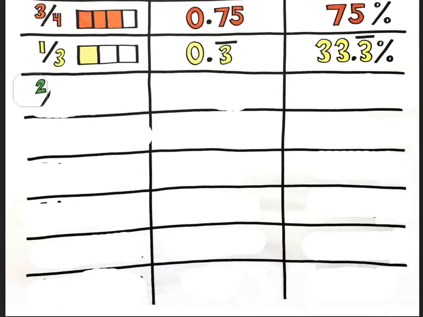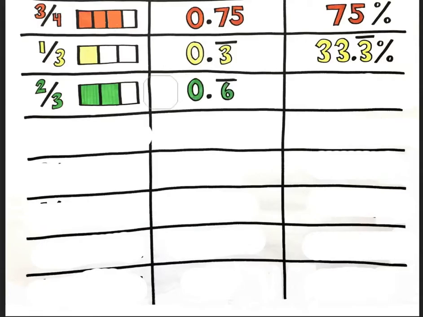The next one we have on the list is 2/3. As you can imagine, 2/3 is twice the amount of 1/3. So instead of 0.3 continuing on forever, we're actually going to end up with 0.6 that continues on forever. Since 0.6 continues on forever, we get 66. Just like 0.3, we get 33.3 continuing on forever, we actually get 66.6 that continues on forever. So we put a bar over that 6 there. Don't forget your percent symbol because that changes the number completely.